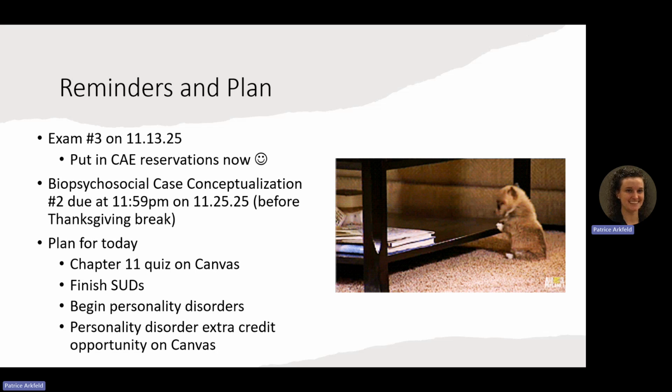The plan for our conversation today is to finish up the communication about substance use disorders, and then we'll start talking about personality disorders. A couple of things as well.